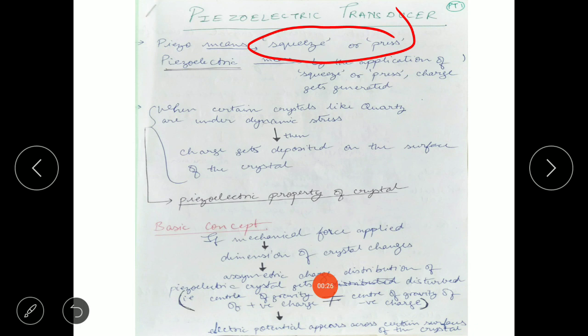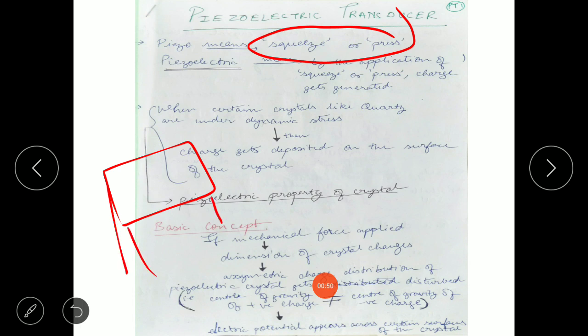So what is piezoelectric? When you apply pressure or force, or when you squeeze a material, because of that a charge gets generated on that material. This is called piezoelectric. So let's take an example. Suppose there is a quartz crystal. Quartz crystal is a piezoelectric material.